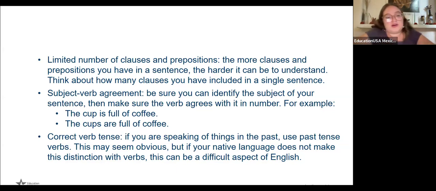You also want to use correct verb tense. If you're talking about things in the past, use past tense. It may seem obvious, but it's not obvious for everybody. And it is a difficult aspect of English.